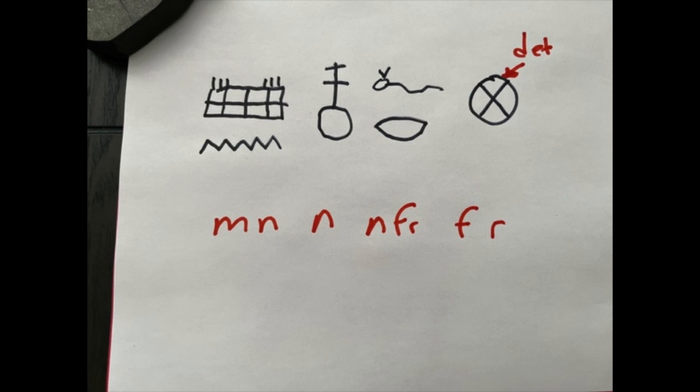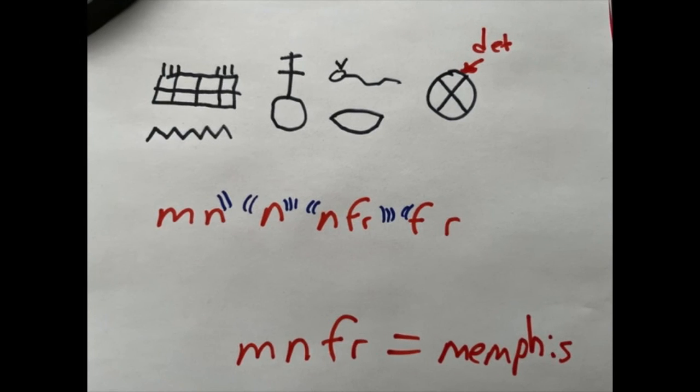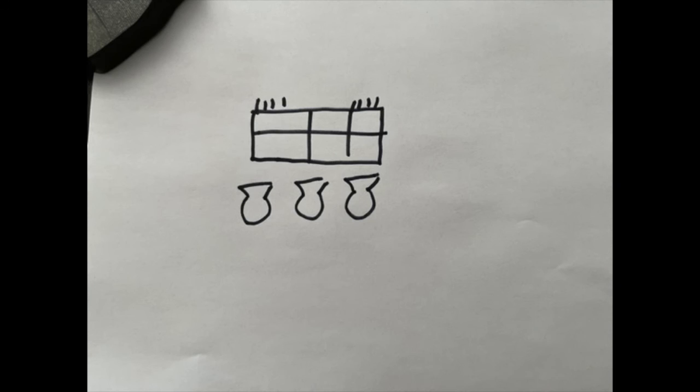So nefer, fur. Well, of course, you can get rid of all those extra sounds that you don't need anytime there's a single sound that is butted up against a bilateral, or in this case, we even have trilateral sounds. And once you've eliminated the extra sounds, which are added for aesthetic reasons, we're left with minfer, which in ancient Egyptian would be Memphis. So we call it Memphis, they call it Menfer, and there you go. That's where Memphis comes from.